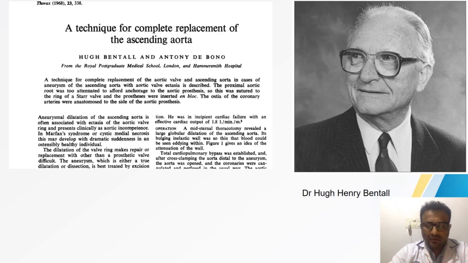Before we move on to the next surgery, I would like to talk about the pioneering surgeon of that surgery, which is Dr. Hugh Henry Bentall. Hugh Henry Bentall was a professor of cardiothoracic surgery from Britain. In fact, he was the first professor in cardiothoracic surgery, and he performed the first open heart surgery with the help of cardiopulmonary bypass in Britain. He is credited for engineering aortic root surgery with improved survival results and improved clinical outcomes.